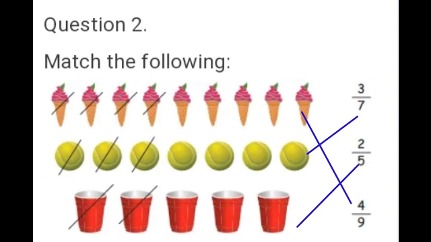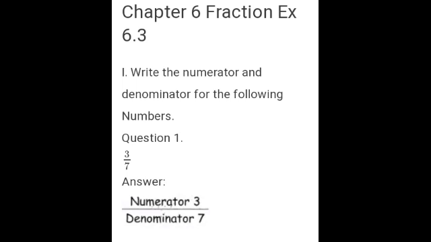Okay, my dear students. Then we'll move to exercise 6.3. This is a very simple exercise. Write the numerator and denominator of the following. Just now I told you, numerator means above the line, denominator means below the line. That means portions to be shaded, divided by total number of portions.